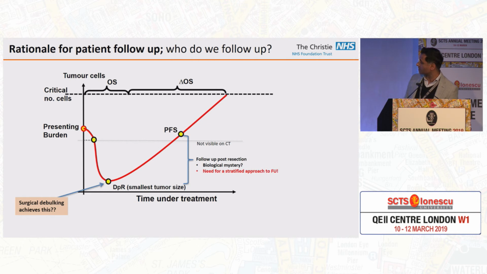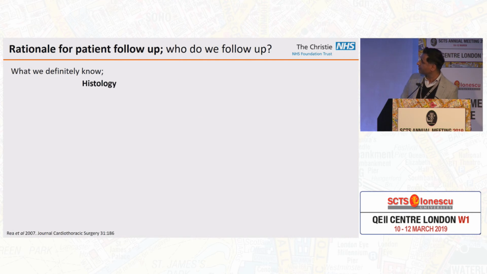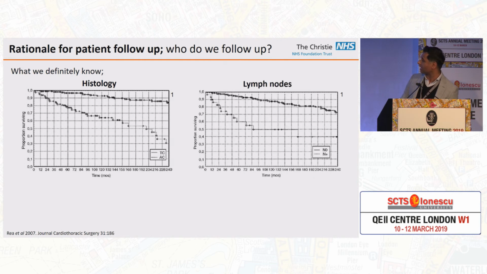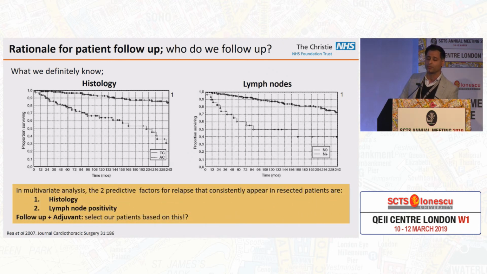And so we come back to this graph. What we need here is a stratified approach. So we know two things already. We know that histology is an adverse factor if it's an atypical carcinoid, so you follow up your atypical carcinoids. We know that lymph nodes are an adverse factor, and so lymph node positive cancers should be followed up. So there we go, multivariate analysis. We know that we should be following up those two patients at least.